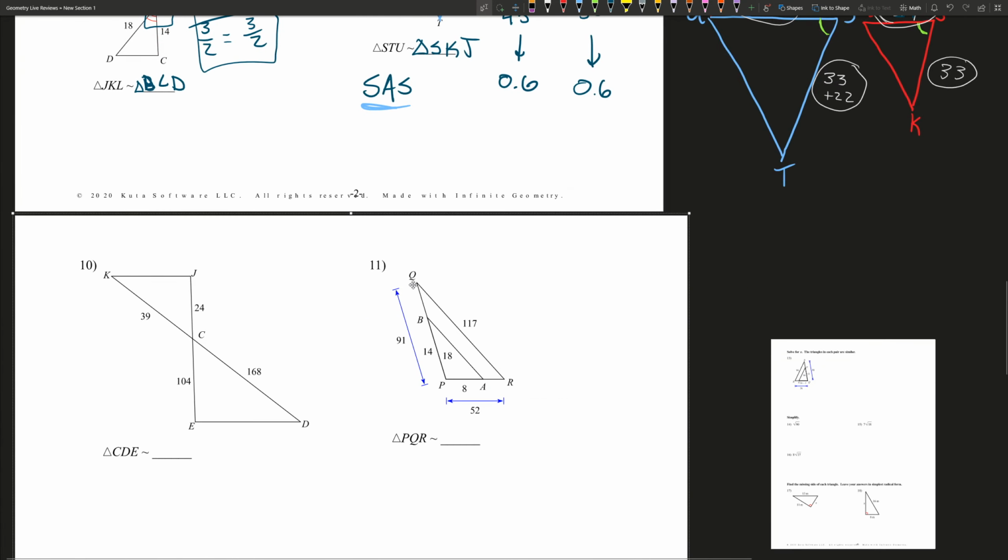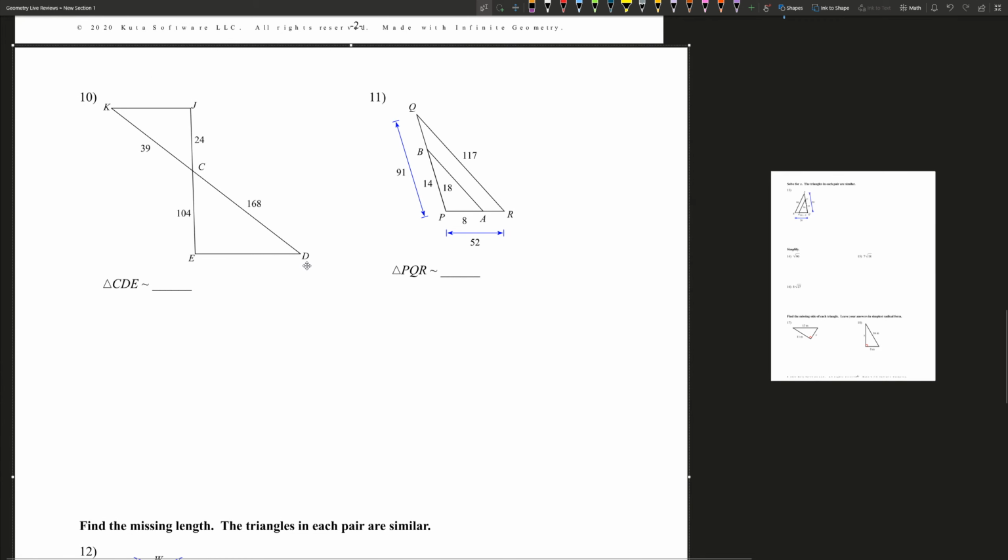Okay. Number 10, same direction. So see whether or not the two triangles are similar, and then if so, state why and what triangle it's similar to. All right. So the first thing we need to notice is that there are vertical angles right here, which means that they're congruent.